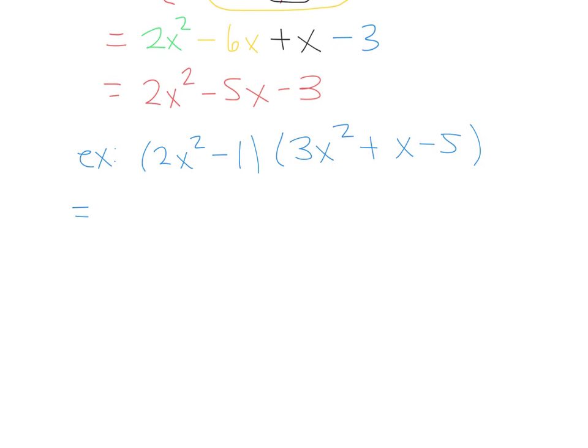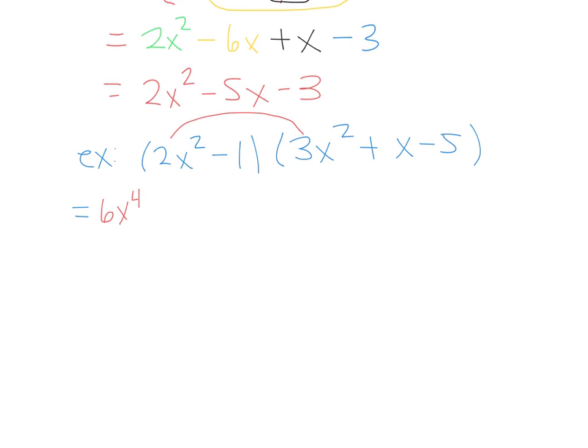So if we start off with the first term, the 2x squared, and multiply it by the first term in the second polynomial. So here we're going to multiply the coefficients, so we get 6, and then multiply the x squareds. So remember, when you're multiplying variables with exponents, you add those, so we get 6x to the 4th.